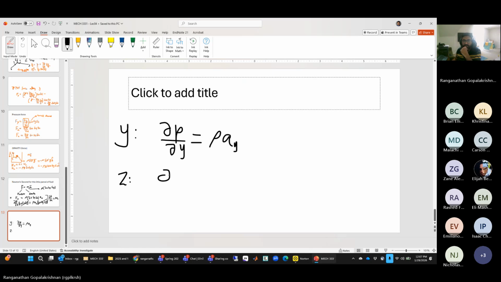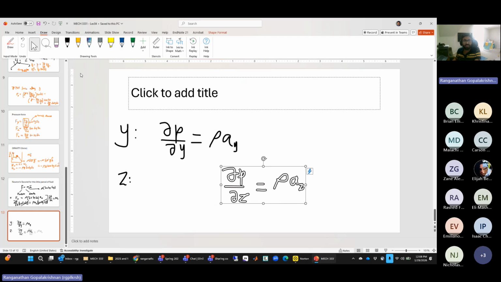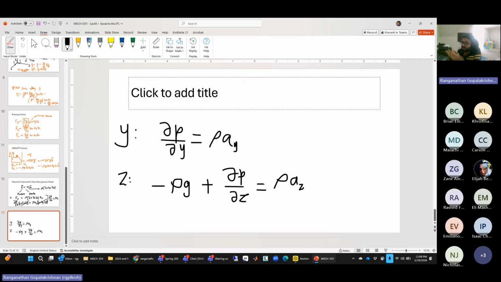Z direction: partial p with respect to z equal to, of course, I'll have rho az, but along the z direction I also have to include one more force, which is gravity. So I need to move all this to the right. Gravity has a form like minus rho g. Gravity is pointing down; that's what this minus denotes. And then the pressure gradient, or pressure variation with respect to height z, must be equal to rho times az.